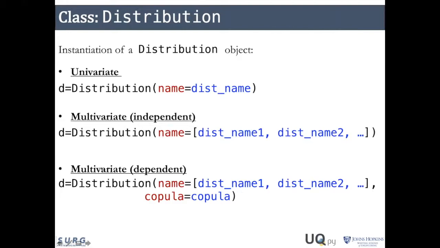Now, the other case is where you have a random vector, but there's some kind of dependence between the random variables. Again, the way to define this distribution is by providing a list with the names of each random variable, but also providing the copula.